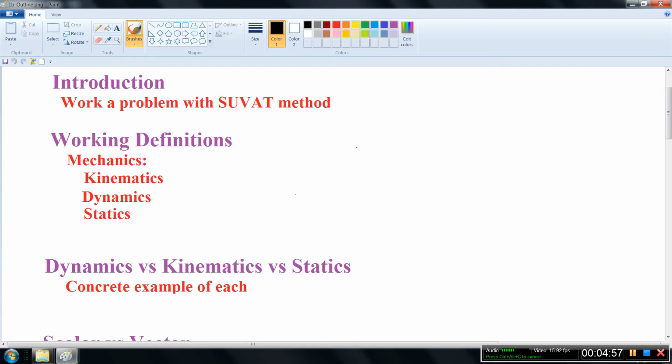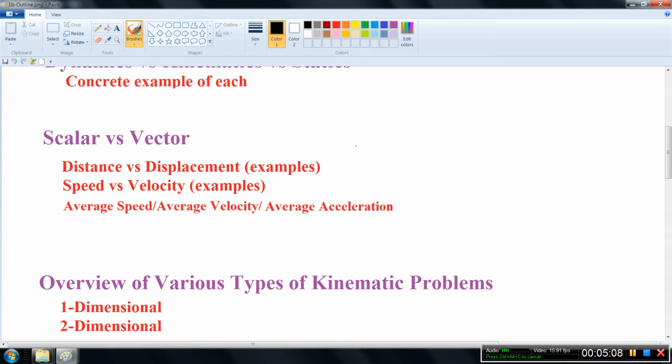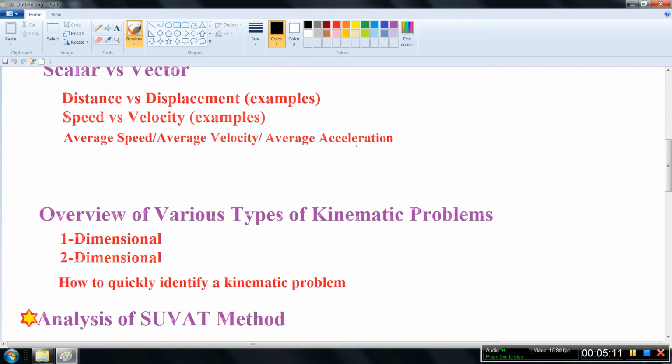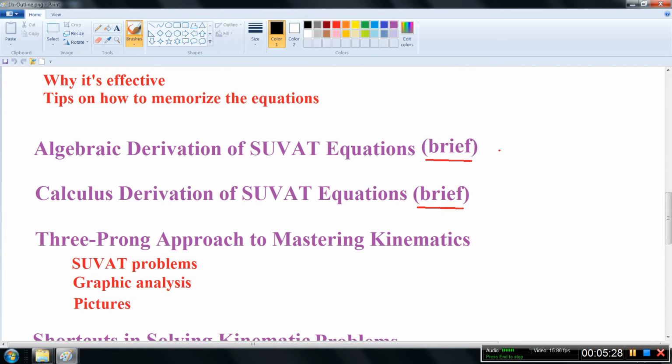So we're going to go over terminology, working definitions, mechanics, kinematics, dynamics, statics, do some concrete examples so you really have an understanding of the differences between these terms. Review scalar versus vector. Get an overview of the various types of kinematic problems and how to quickly identify a kinematic problem. And then finally analyze the SUVAT method and why it's effective, and tips on how to memorize the equations. And then if you're interested in pausing the screen and looking at the algebraic derivations and calculus derivations of the SUVAT equations, they're there for you.